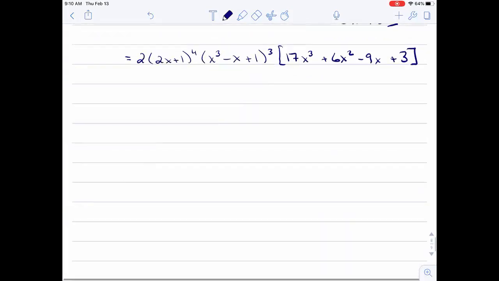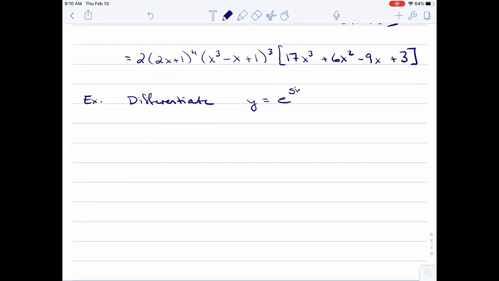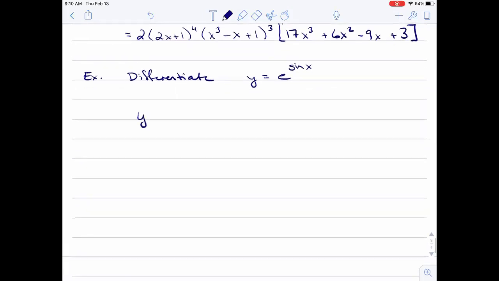Let's do a more mellow one. Example, if we have to differentiate y equals e to the sine x. You've got e to the power of something, and then sine x is essentially your inside function. The derivative of e to the x is just e to the x. So e to the x evaluated at sine x puts us at e to the sine x.